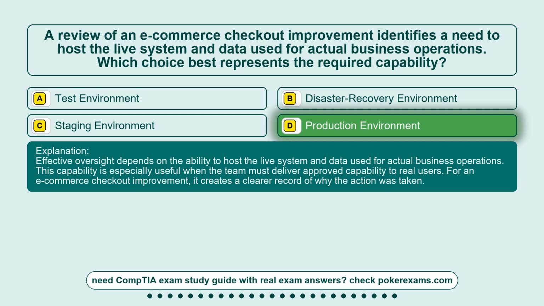Effective oversight depends on the ability to host the live system and data used for actual business operations. This capability is especially useful when the team must deliver approved capability to real users. For an e-commerce checkout improvement, it creates a clearer record of why the action was taken.